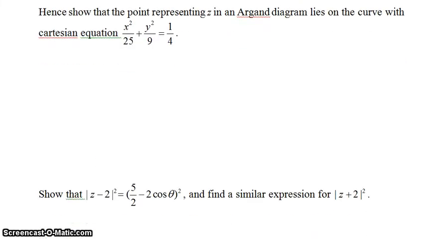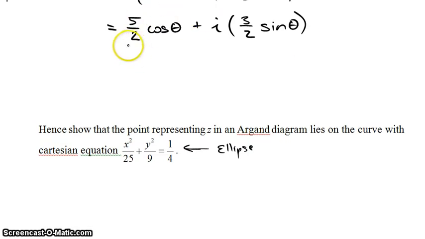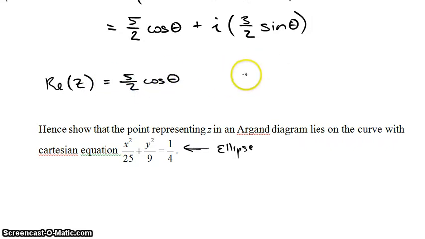So we're asked to hence show that the points representing z on the Argand diagram lie on the curve with the Cartesian equation x squared over 25 plus y squared over 9 is equal to a quarter. Just note, I hope you remember from your graphing techniques that this is an ellipse, which I think is spelled with one L, but never mind. So if I look back up here, what do I see? I see that I have a real part of z, which is equal to 5 over 2 cosine theta, and the imaginary part of z, which is equal to 3 over 2 sine theta.